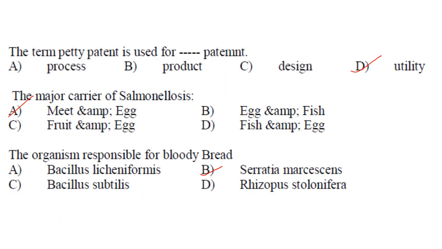The term petty patent is used for dash patent. So it is used for utility patent. Answer is option D. Then, the major carriers of salmonellosis. It is meat and eggs. There is some printing mistake in the option, but the answer is option A, meat and egg. Then, the organism responsible for bloody bread. So it is Serratia marcescens. Answer is option B.